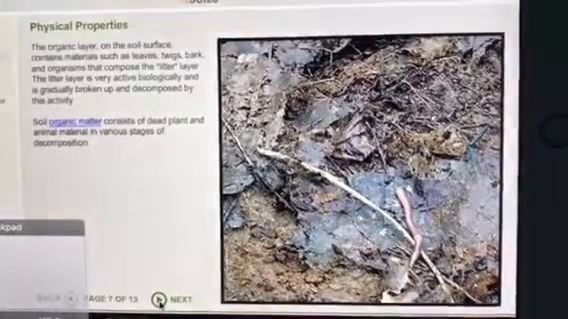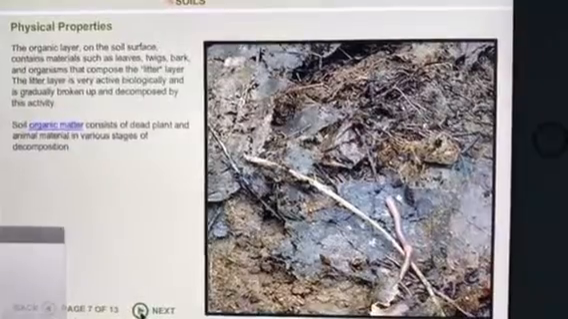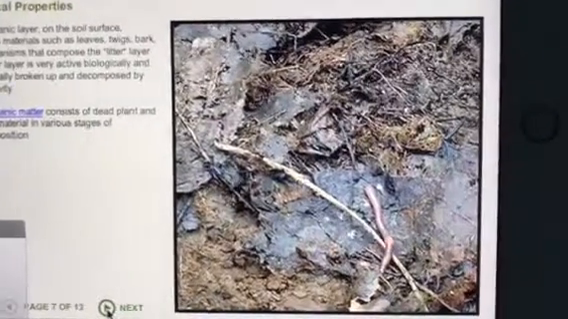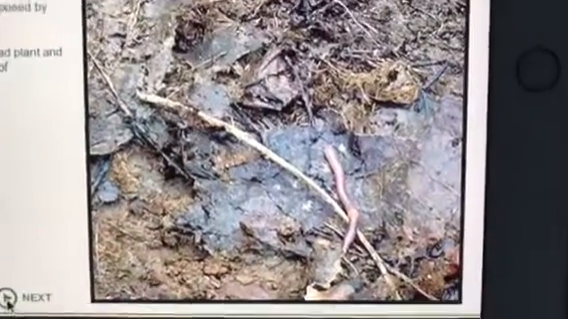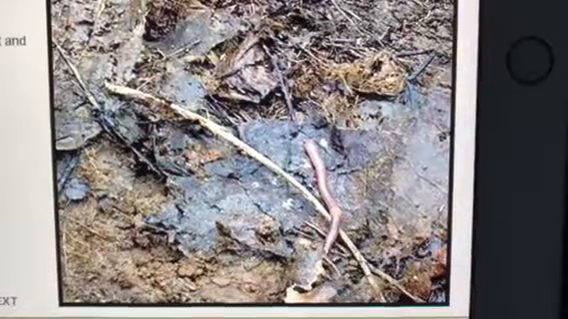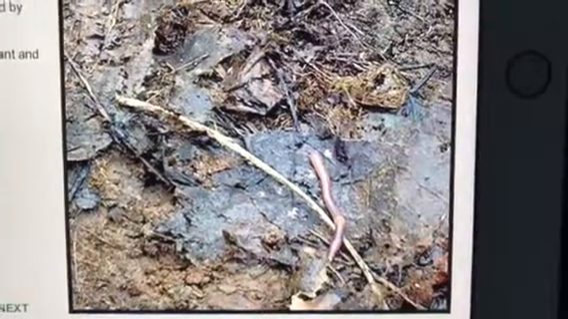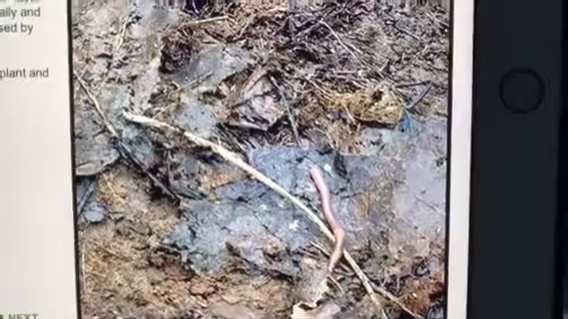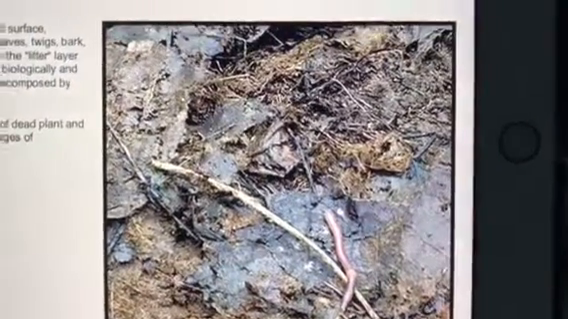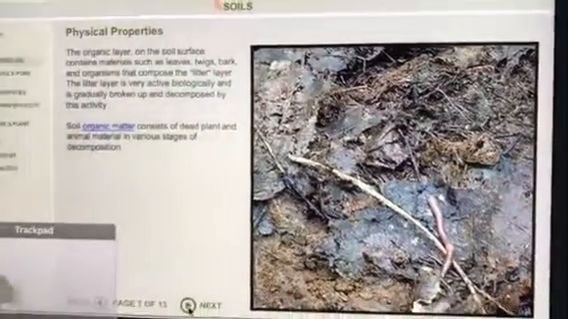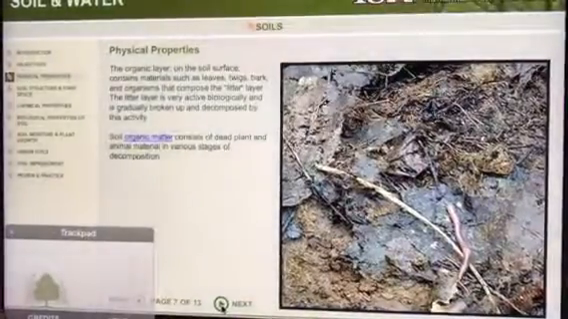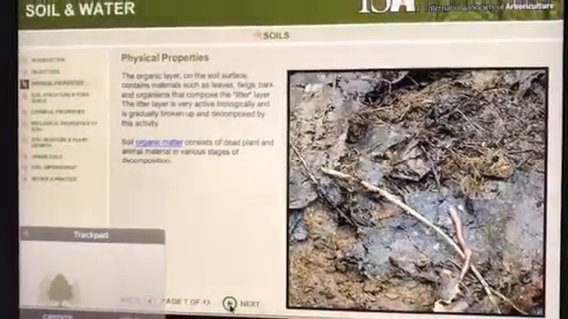The organic layer on the soil surface contains materials such as leaves, twigs, bark, and organisms that compose the litter layer. The litter layer is very active biologically and is gradually broken up and decomposed by this activity. Soil organic matter consists of dead plant and animal material in various stages of decomposition.